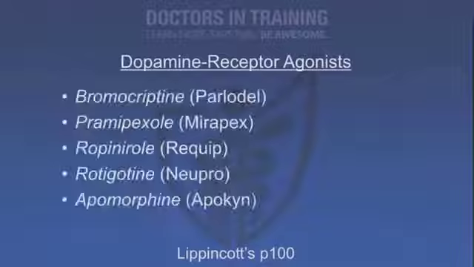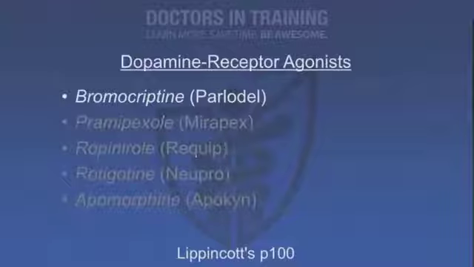Now we're going to backtrack a little bit and talk about some drugs that do not affect dopamine levels. These are the dopamine agonists and the antimuscarinics. The dopamine receptor agonists include bromocriptine, pramipexole, ropinirole, rotigotine, and apomorphine. We'll talk about each one of these on its own. Speaking first of bromocriptine, this is a dopamine receptor agonist. It's going to bind to the dopamine receptor and act just like dopamine at that receptor.